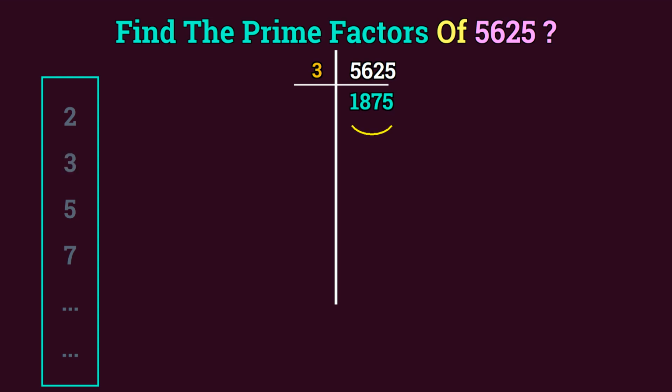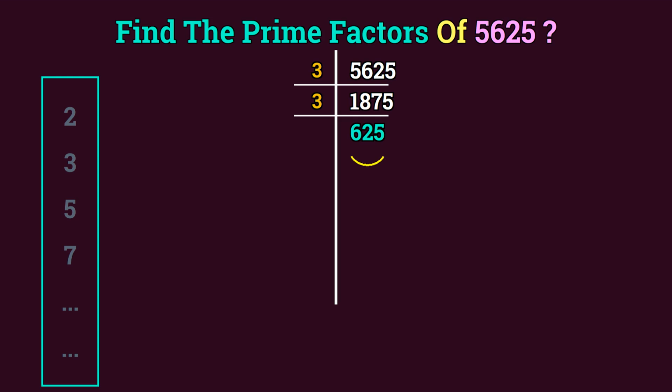Dividing 1875 by 3, which equals 625. So 1875 divided by 3 equals 625.